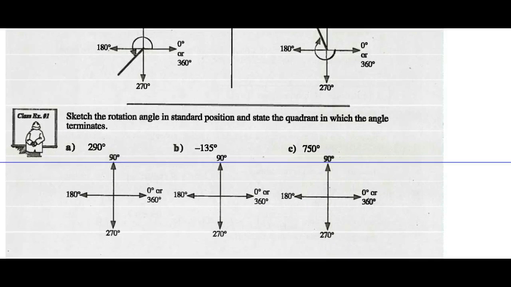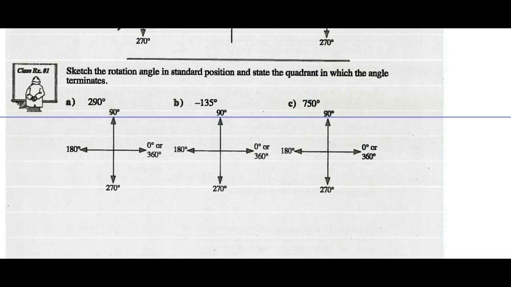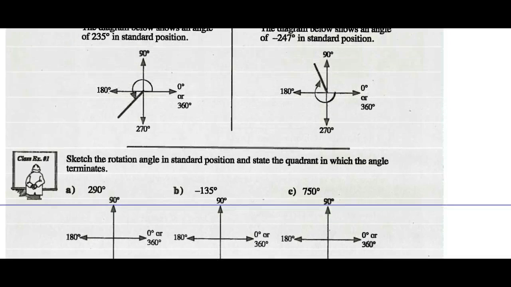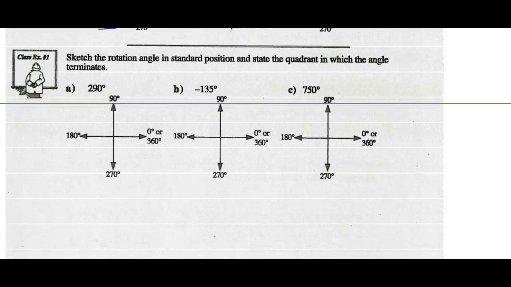Sketch the rotation angle in standard position and state the quadrant in which the angle terminates. So recall, here's quadrant 1, quadrant 2, quadrant 3, and quadrant 4. So let's sketch the rotation angles. 290 degrees. We start at the positive x-axis, and there's 90, 180, 270, 290 would be about there. All right, so that's a 290 degree angle right there. And it finishes in quadrant 4.